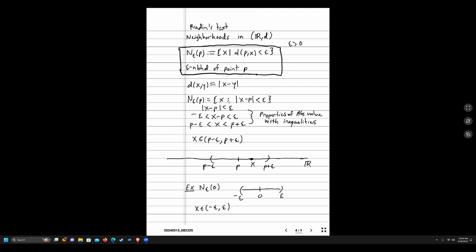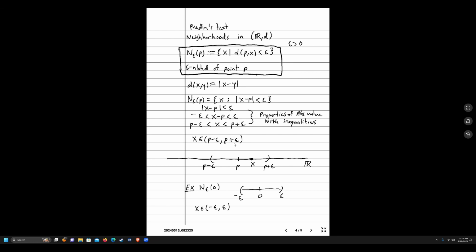All right, so we have this epsilon neighborhood, and it's defined to be the set of all the points X such that the distance between X and P is less than epsilon, where our distance is going to be the absolute value. So here I have the absolute value of X minus P less than epsilon. That'll translate into negative epsilon less than X minus P less than epsilon. And then I can rewrite it by adding P, and then I'll have P minus epsilon less than X less than P plus epsilon. And so this forms an open interval.